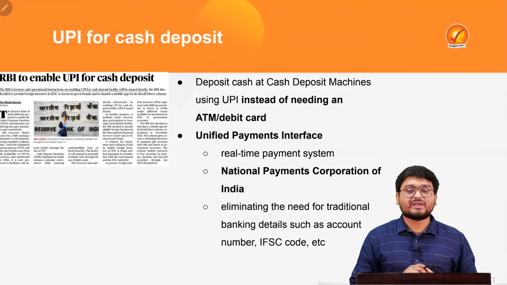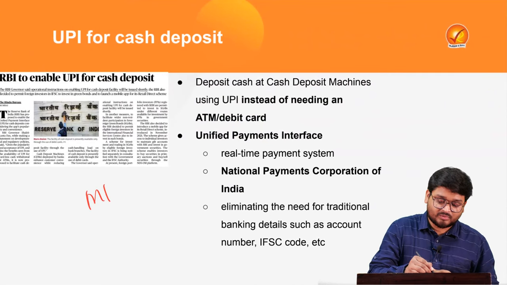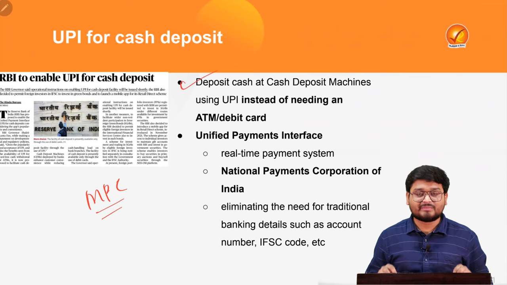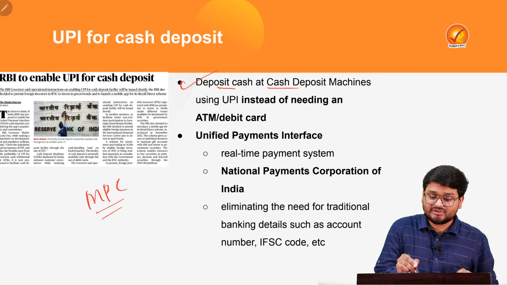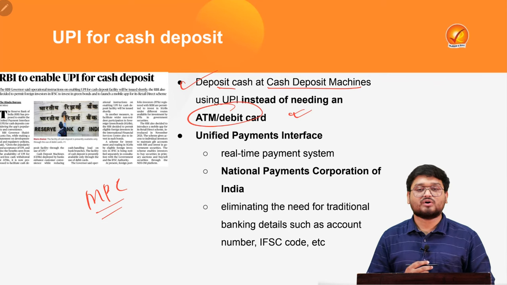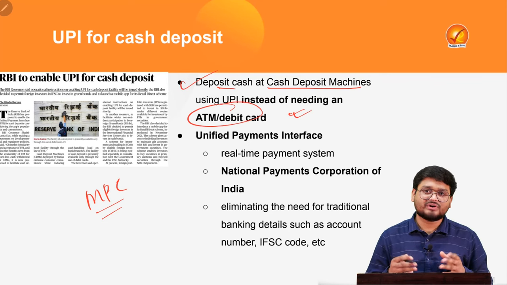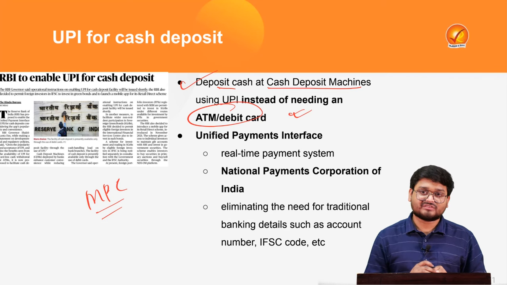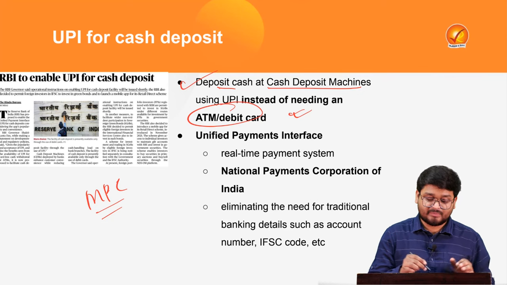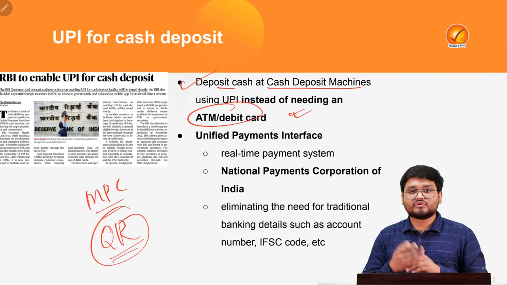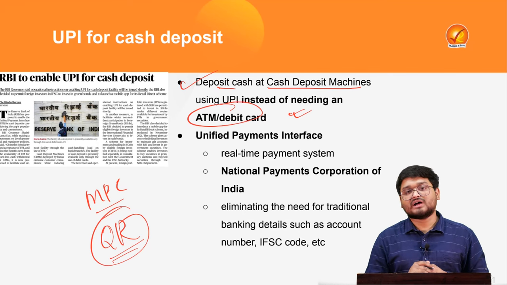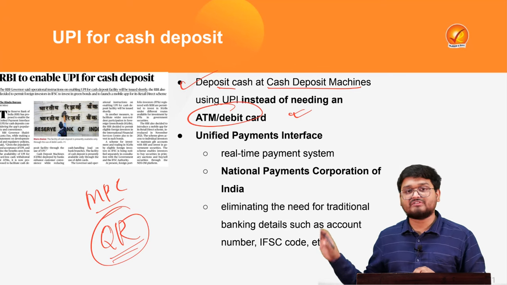In the final article, we'll be looking at a recent initiative by the RBI, again in its Monetary Policy Committee recommendations. Recently, the RBI has said that customers of the banks can deposit cash at cash deposit machines using UPI instead of using an ATM card or debit card, right? If you want to deposit cash, you have to take your debit card or enter card numbers, account details and so on. Now, it will be totally based on QR codes. So you will be scanning your QR code on the cash deposit machine, and you will be depositing money to any account that you want, your own account, or your family's, friends' or whatever.